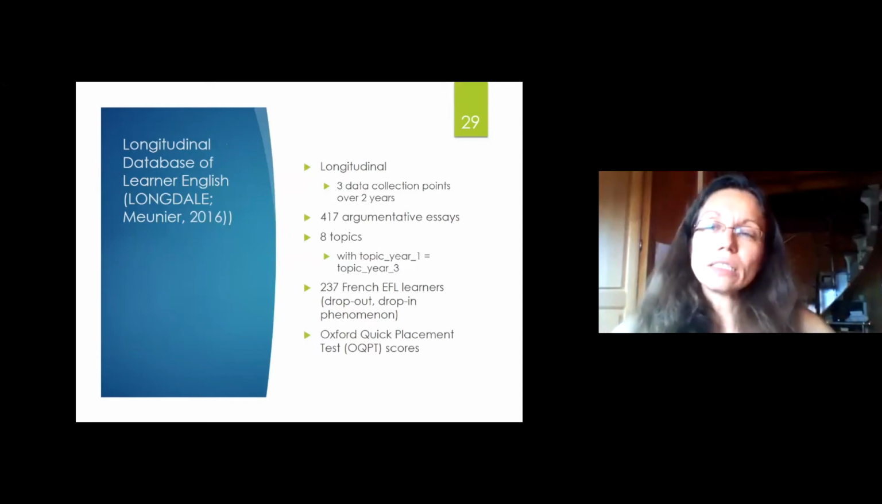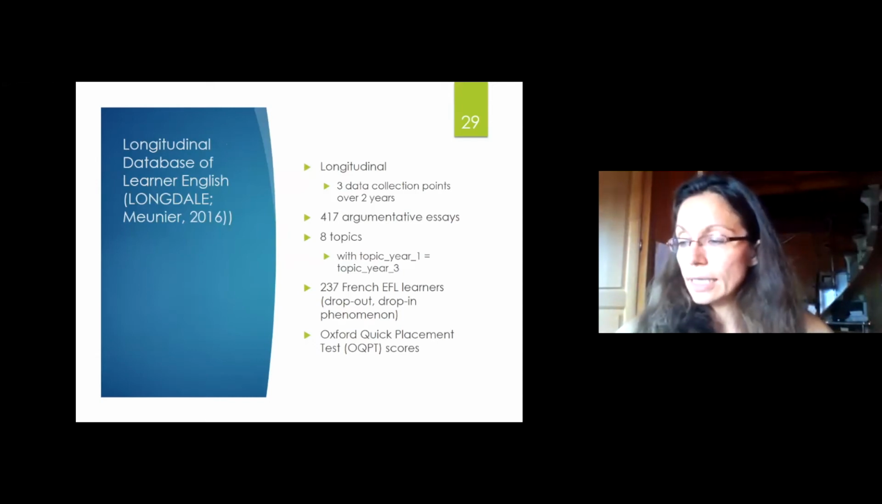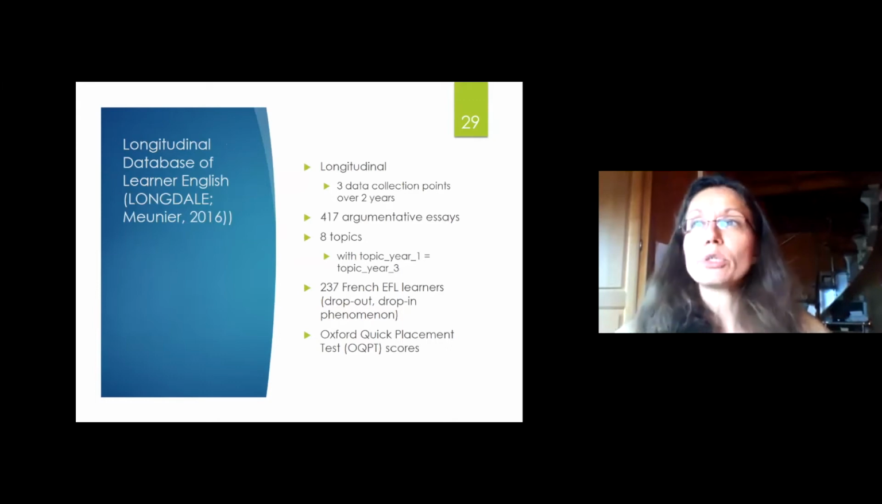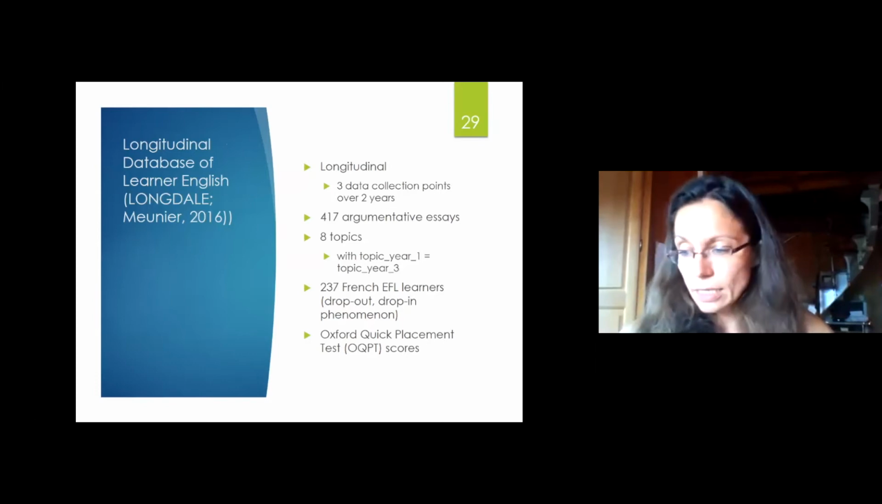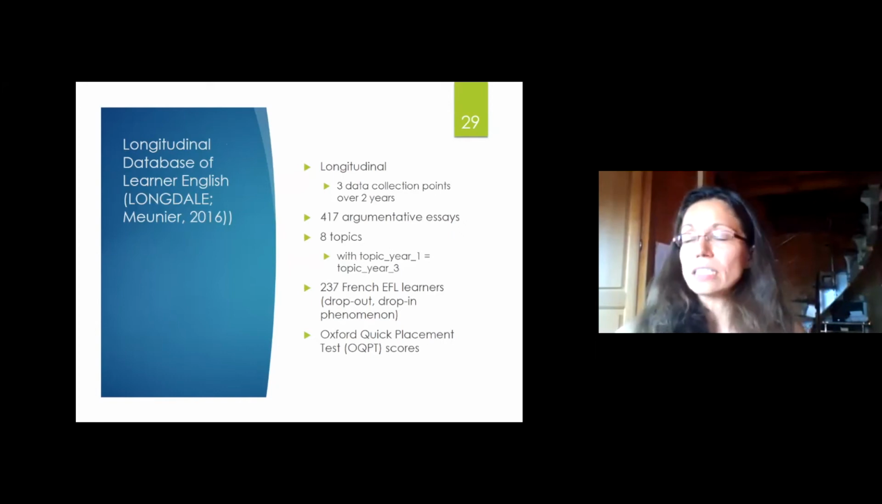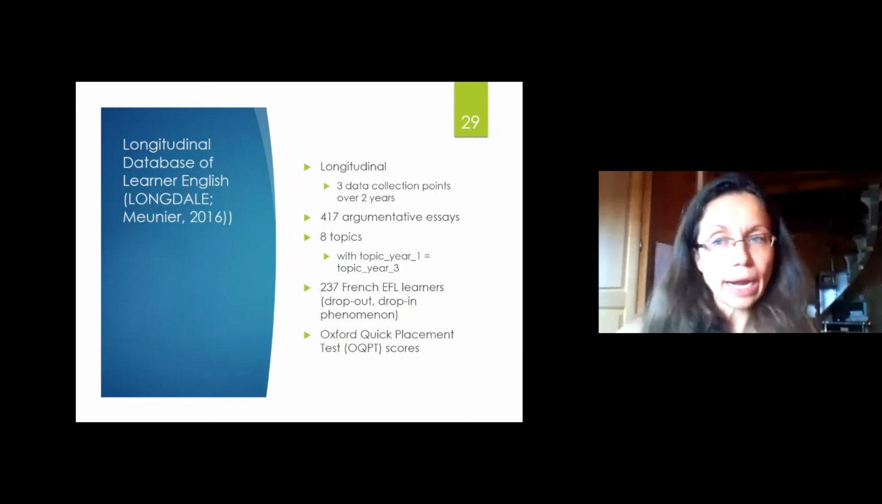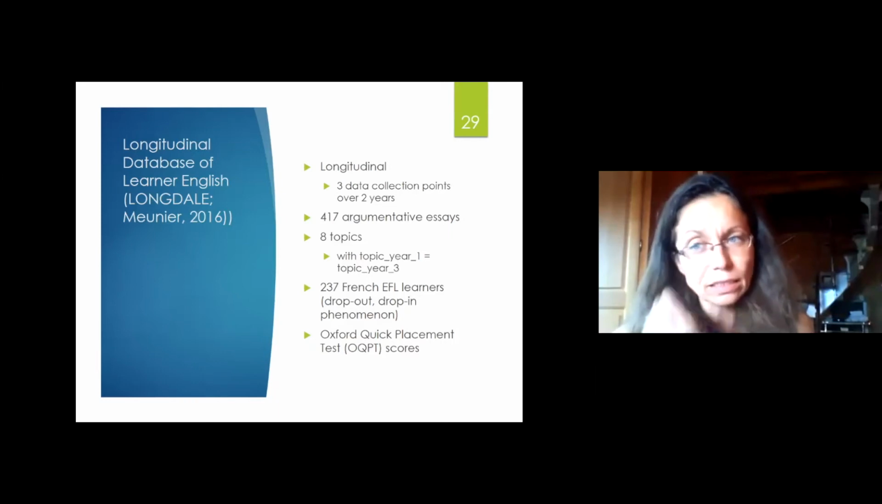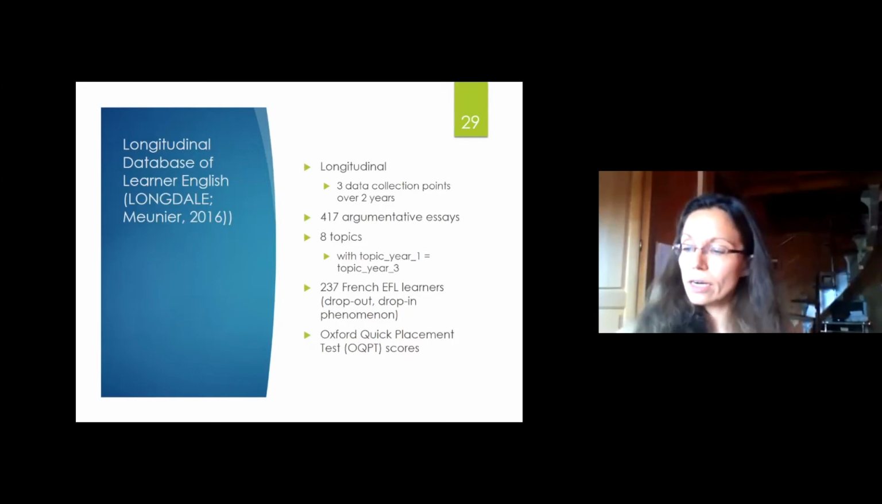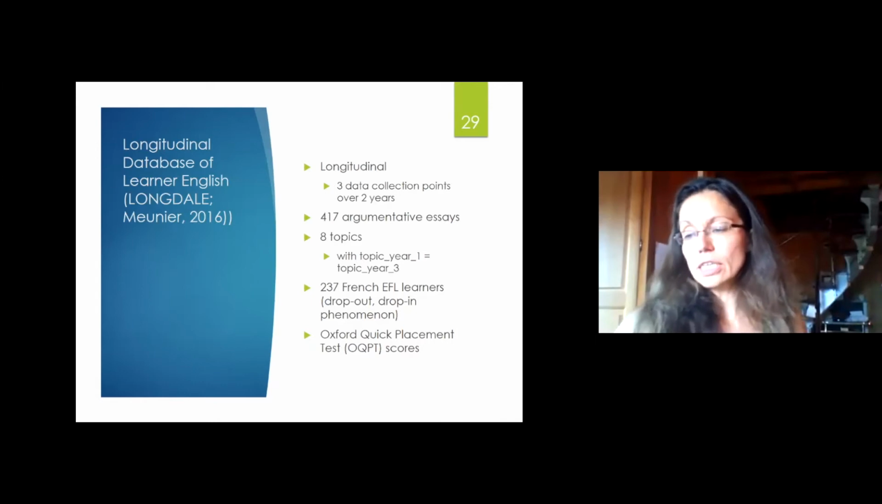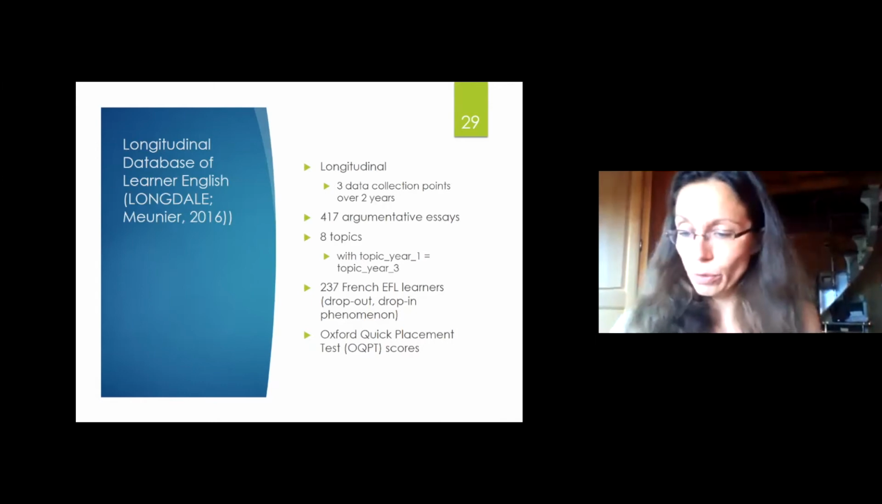So exploring the development of phraseological complexity in the Longdale corpus taught us a number of important lessons. The Longdale is a longitudinal corpus with two important characteristics. First, all learner texts are essays written in response to 8 topics only, with students answering the same topic at year 1 and year 3. Second, the corpus comes with rich metadata, including Oxford Quick Placement test scores for each student at each data collection point.